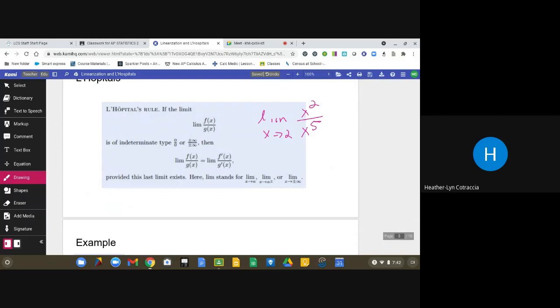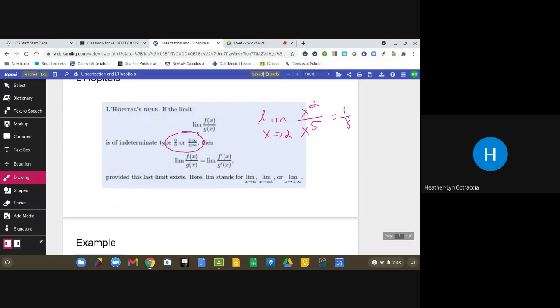So that would be 1 over 2 to the 3rd, so that equals 1/8. Okay, so step 1, you always plug that value in. Now, what happens when you get an indeterminate form? What do I mean by indeterminate form? You get 0 over 0 or infinity over infinity.